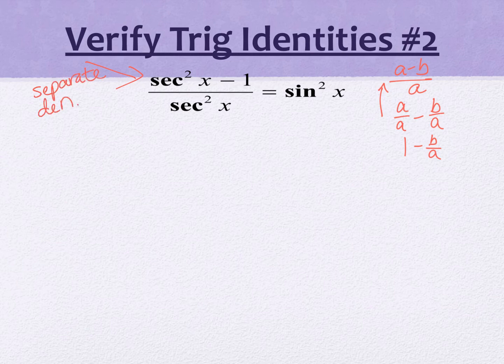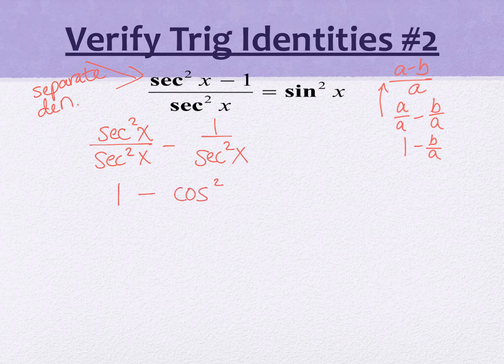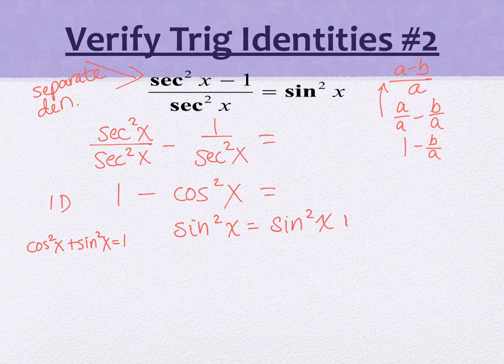the denominator, and that becomes secant squared over secant squared minus 1 over secant squared. From there, secant squared over secant squared is 1, and then 1 over secant squared is cosine squared. And then this is an identity, and it is cosine squared x plus sine squared x equals 1. It's that one rearranged, so if I subtract the cosine squared over, then this is going to equal sine squared x, and I have the same exact thing on the right-hand side.